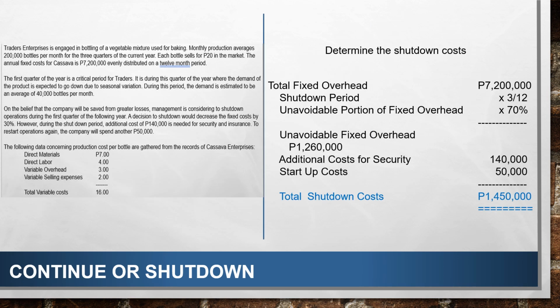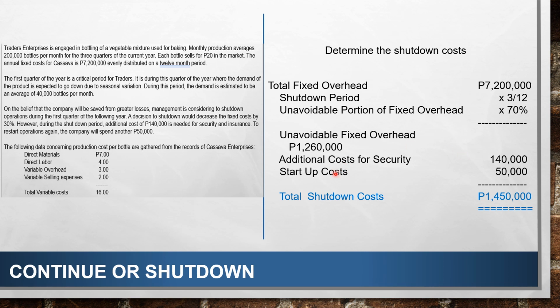Okay, so let's answer letter A. Let's determine the shutdown cost. Again, the shutdown cost is the total fixed overhead, 7,200,000, multiplied by our shutdown period, that's 3 months, because there are 3 months in 1 quarter, so 3 over 12, multiplied by the unavoidable portion of fixed overhead, as the problem states that only 30% is avoidable. So we have unavoidable fixed overhead of 1,260,000.